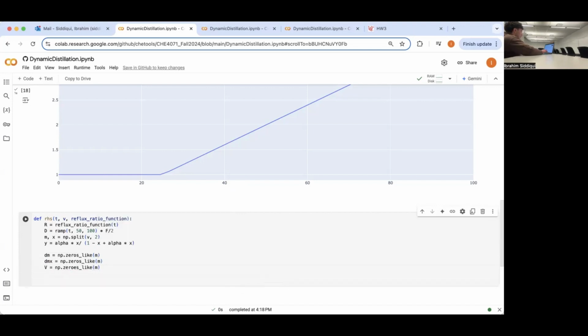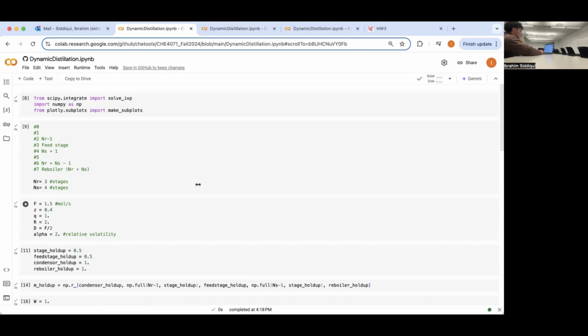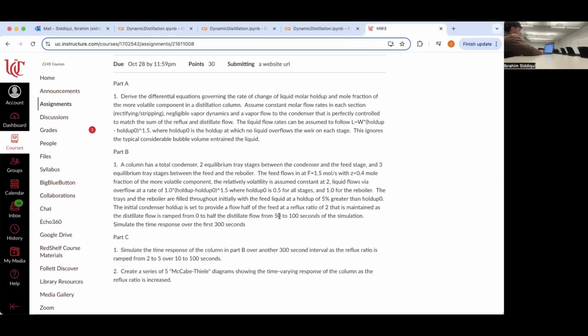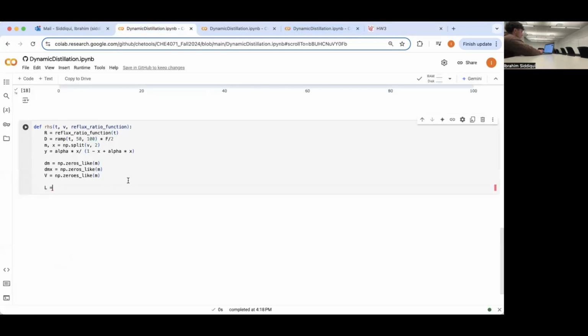And what we can do now is set up our liquid flow rate. So, as you can see, we're going to introduce this equation that, sorry, I didn't put in here, but we're going to introduce this hold up equation. So when overflow, our liquid flows via overflow at a rate of 1.0 times our hold up minus hold up not to the power of 1.5. So we're going to be introducing this equation here. Let's go back and set this up.